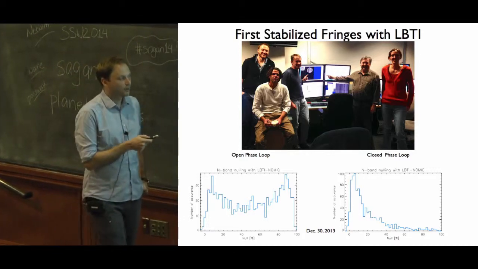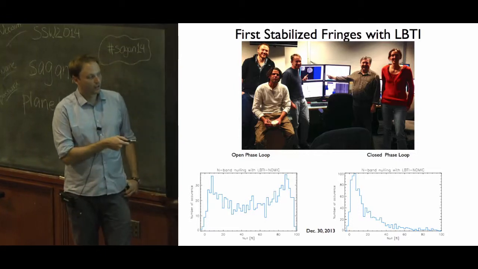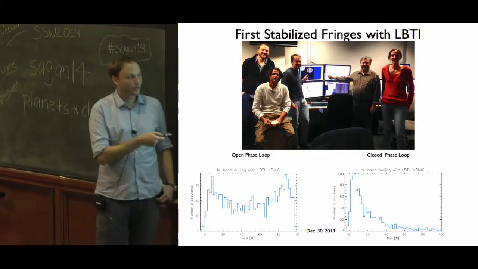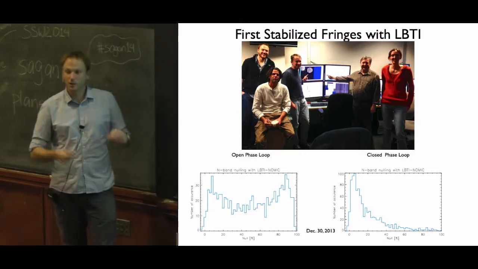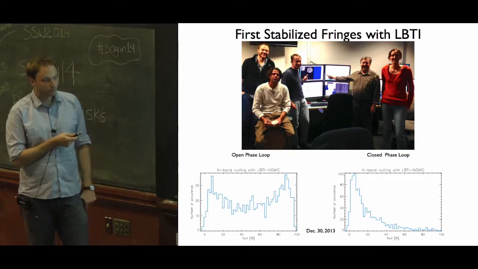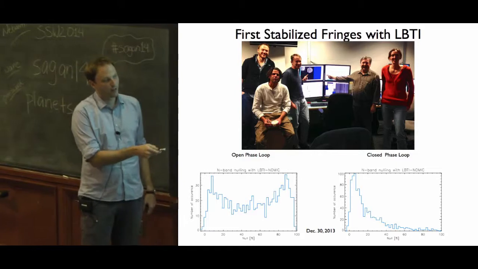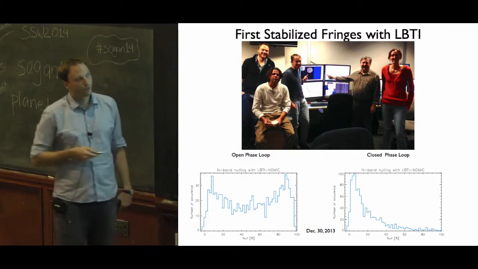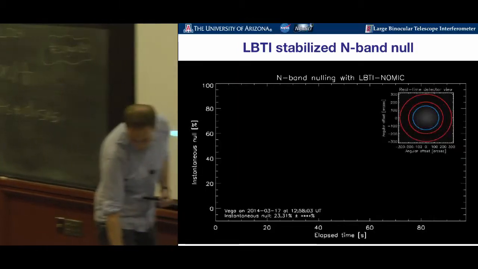Before last December, this is the null histogram we generally had. This is the null measurement, this is the number of occurrences, and you see that the null measurement was going back and forth between 0 and 100%. It was following the random fluctuation of the atmosphere. But then if we close the phase loop, we stabilize the path length between the 2 telescopes. And in this case, we have a peak at a few percent. That was the first measurement. I have a movie showing that.